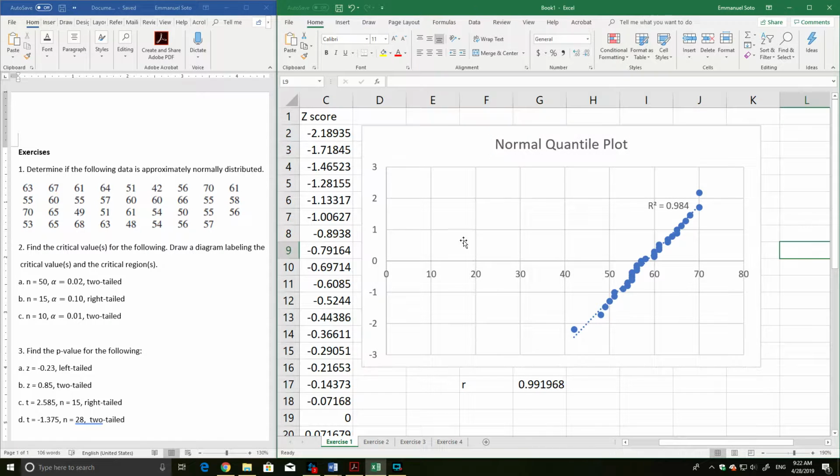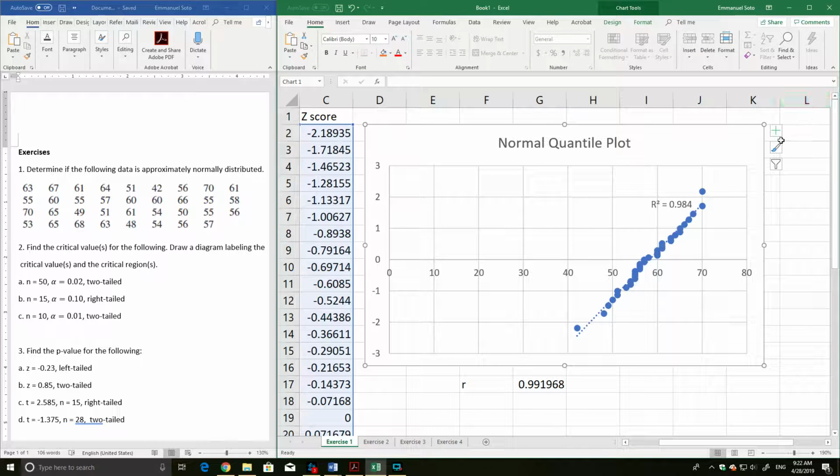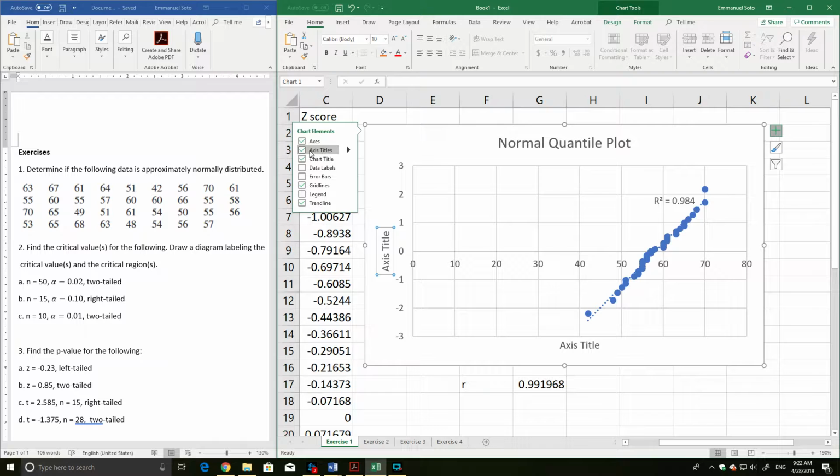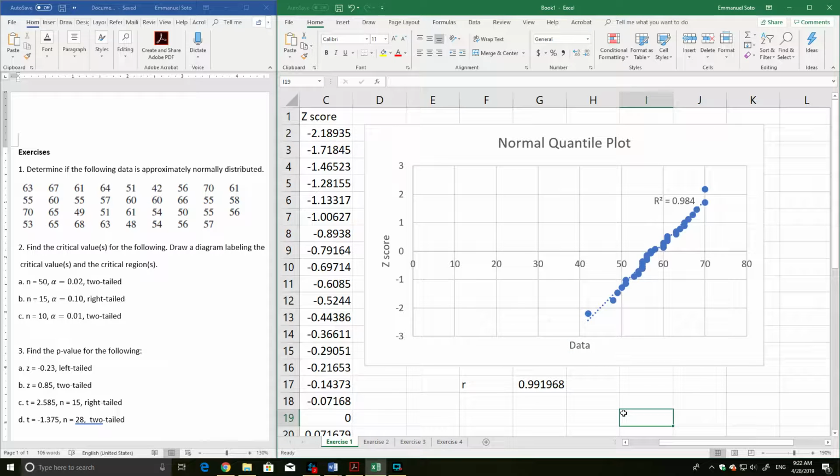For determination of if it's normally distributed. And then for the y-axis, if you want to label the y-axis, you can do add chart element, or you can use this plus icon, and it'll give you the various axis titles. You just click on that, and then just label this. This will be the z-score. And in this example, they just gave us a bunch of data, so we'll just say data. If they give you heights, then you make sure you label it height, for example.